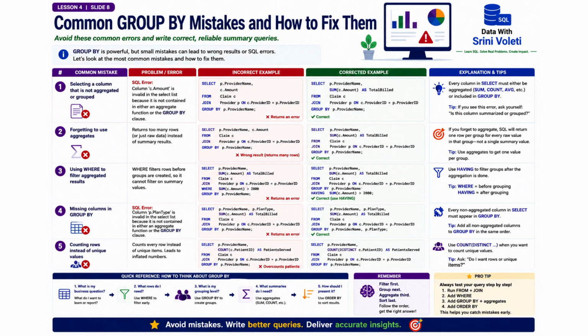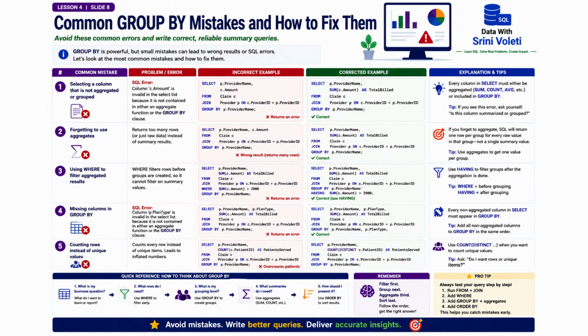Mistake number three. The third mistake is trying to filter summarized values by using where. This is extremely common. Remember, where filters rows before grouping happens, but aggregate values do not exist yet. If you want to filter based on a summary, such as providers with total billing greater than $2,000, you must use having instead. Here is an easy way to remember it. Where filters individual rows, having filters groups. Think of where as filtering before the report is created. Think of having as filtering after the report has already been summarized.